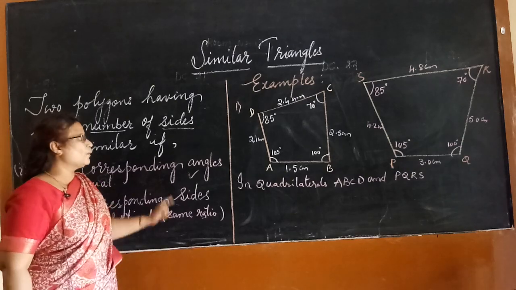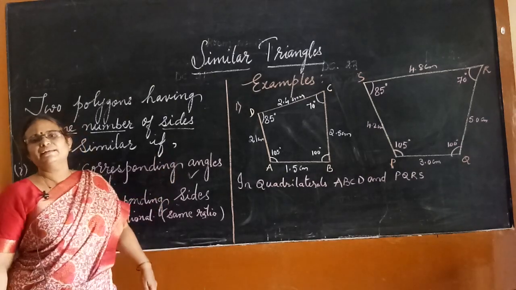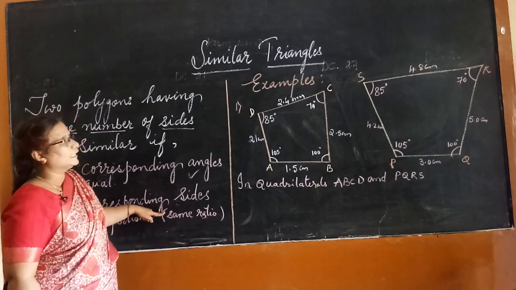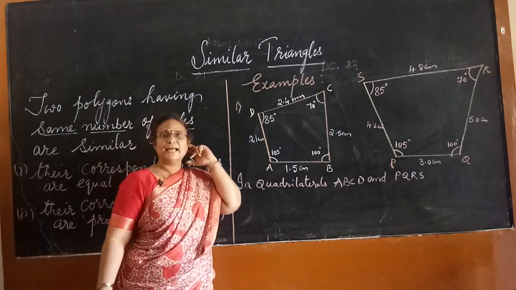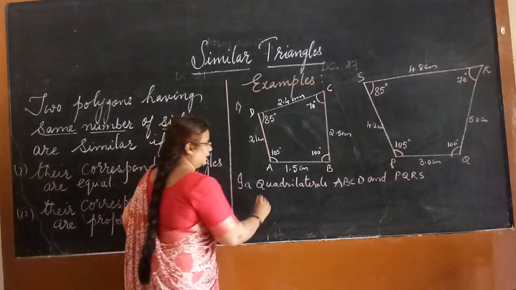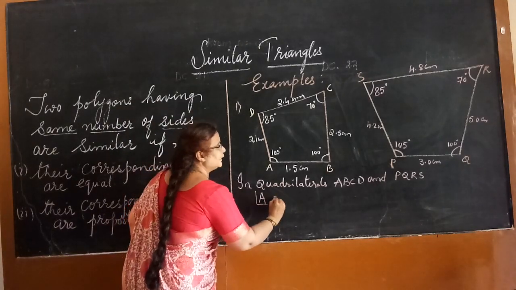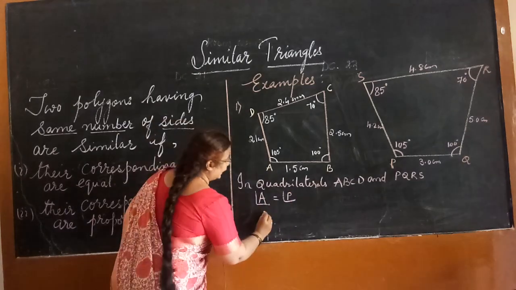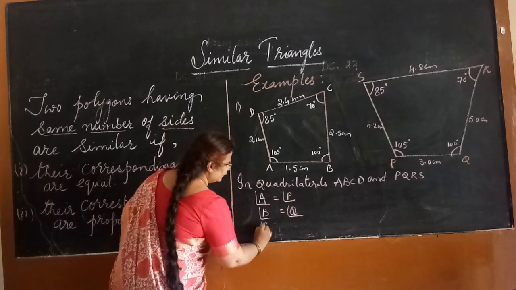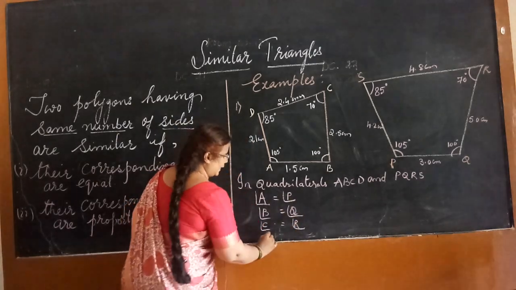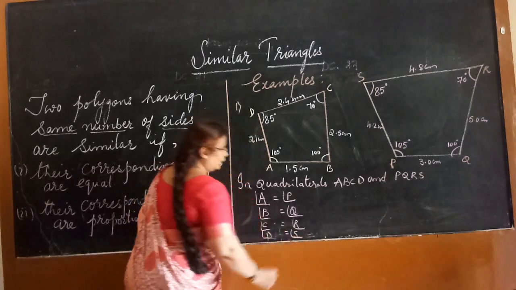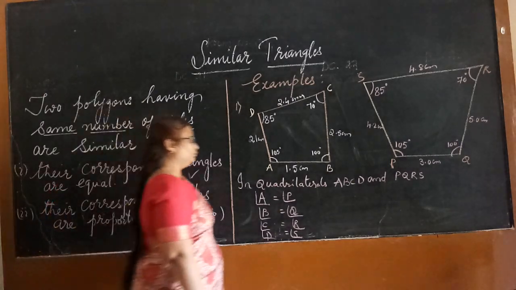But we cannot say under one condition whether these two quadrilaterals are similar. We have to check the other condition also. Which is that other condition? We have to identify the corresponding sides and find their ratio. First let us find out corresponding angles. Angle A is equal to angle P. Angle B is equal to angle Q. Angle C is equal to angle R. Angle D is equal to angle S. Corresponding angles are equal.